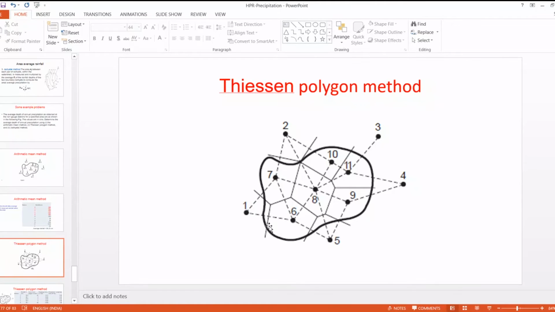So you can see that for rain gauge 6, this is the area, and for rain gauge 7, this is the area. Whatever points are in this polygon, they are close to rain gauge station 7. Similarly, for the area of rain gauge station 6, every point in that area is close to rain gauge station 6.